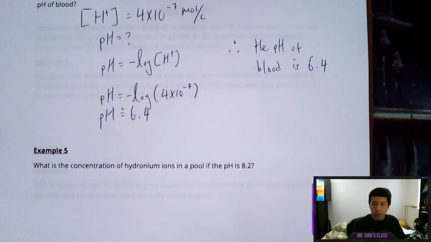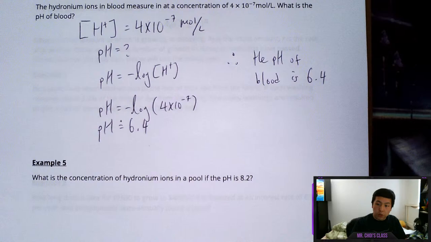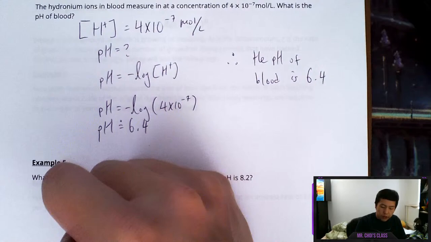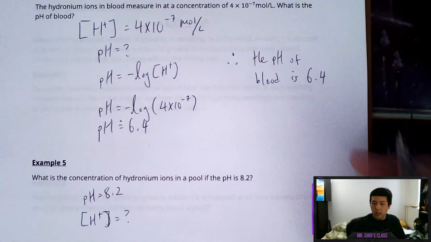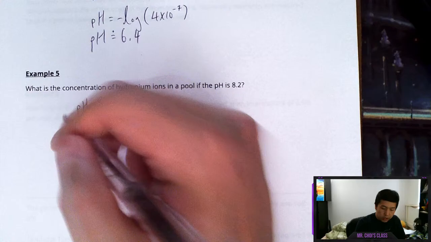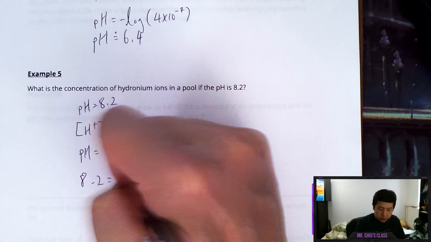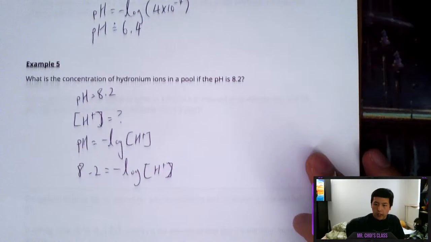Example 5, what is the concentration of hydronium ions in a pool if the pH is 8.2? So this time it tells us the pH. We need to find the concentration of hydronium ions. And so we use the same formula. You'll notice a lot of these questions, as long as you understand which numbers go where, it's pretty straightforward. And so we copy down our formula. And it's going to be 8.2 is equal to negative log of H plus. And when we do that, we're going to get negative 8.2 is equal to log of H plus.